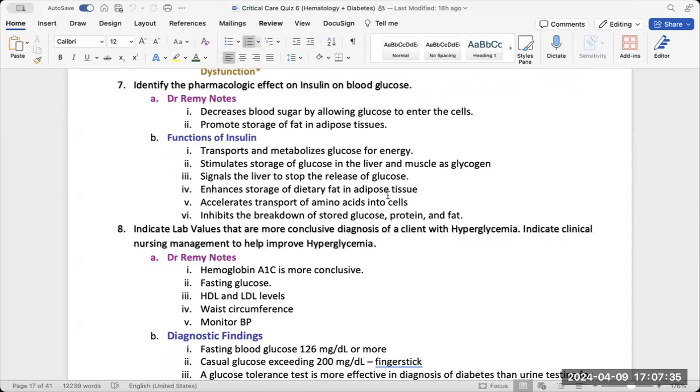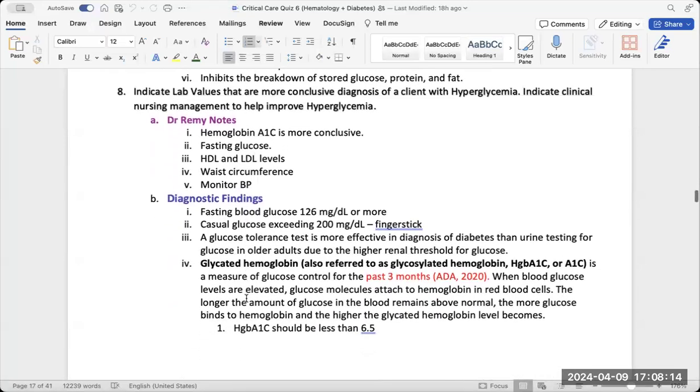So remember, insulin is going to reduce sugar levels. So we're looking for answers or functions of insulin that relate to lowering the sugar levels: bringing it back to the cells, transporting it to the cells, stimulating storage of glucose in the liver so it's not being produced and sent out to the body. It even stops the liver from getting signals to release glucose, and it inhibits the breakdown of stored glucose, protein, and fat. So you get the gist, right? Insulin is going to reduce sugar levels by preventing the mechanisms that would release sugar in the body.